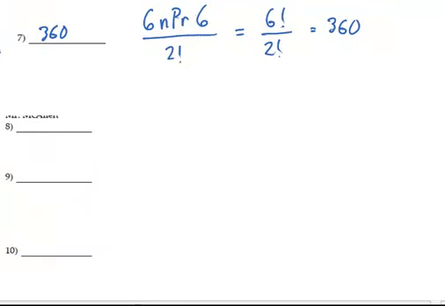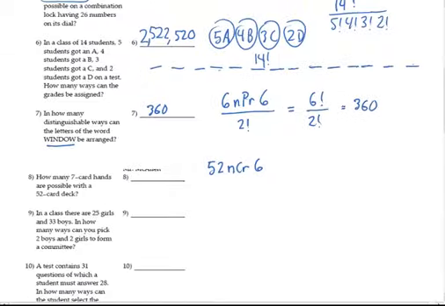How many 7-card hands are possible with a 52-card deck? Well, this would be a combination because it doesn't matter the order in which you get the 7 cards. So that would be 52 NCR 6. I apologize, I meant to say 7, and that would be quite a few different combinations.